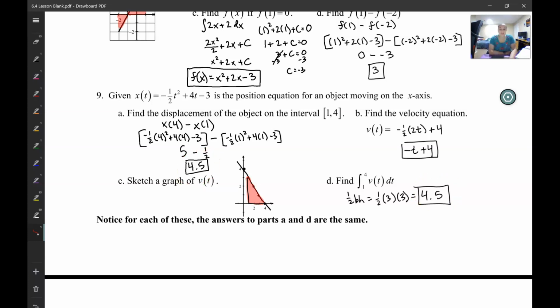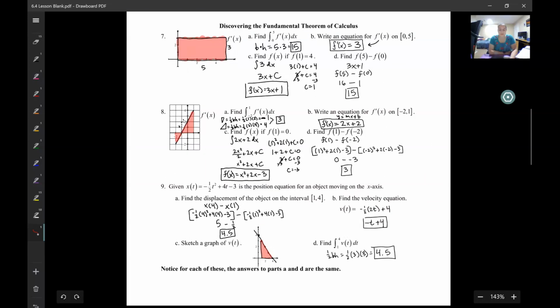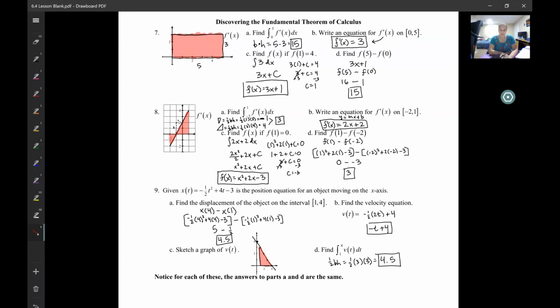So you'll notice in all of these, there is some sort of connection between the integral of the derivative and plugging in the upper and lower limit to the antiderivative. There's a connection here. So in the next video, we'll formally go over the first fundamental theorem of calculus and talk about that connection.